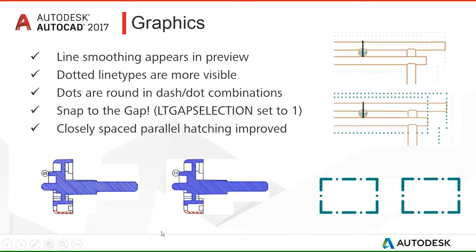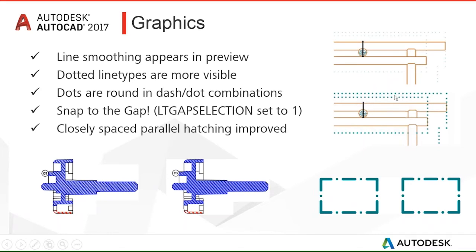So let's talk a little bit about graphics. The graphics inside of AutoCAD have been getting better over the last few years. They look so much better than they used to look. They continued to make some modifications in 2017. If you've ever had a dotted line type, like you see in the upper right-hand corner of my PowerPoint, they show up very faint in the display. They print fine, but they don't show up on the display as nicely as they print, which always makes me a little nervous, right? What's it going to look like when I print?